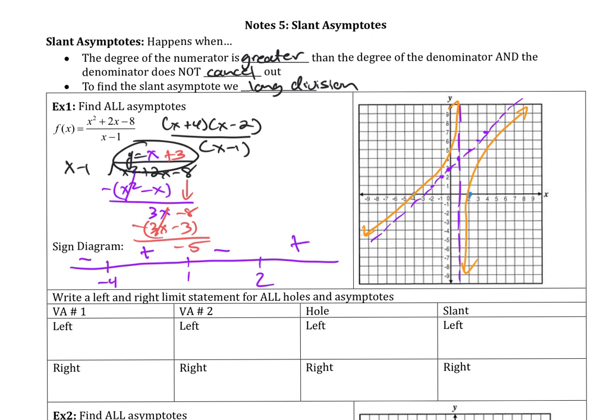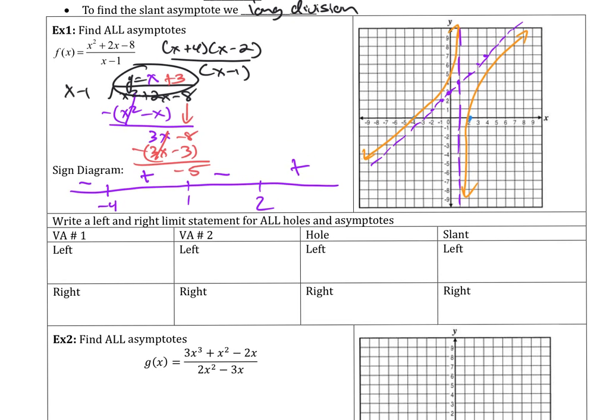We're now going to look at how we do our limit notation. Everything is the same. The only difference is we have to modify how we talk about the limit notation with our slant asymptote. But looking at our function, we can quickly write down the limit notation for our vertical asymptote, and also, if we had a hole, we could talk about that as well.